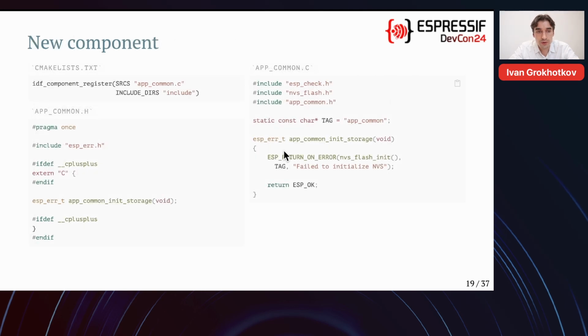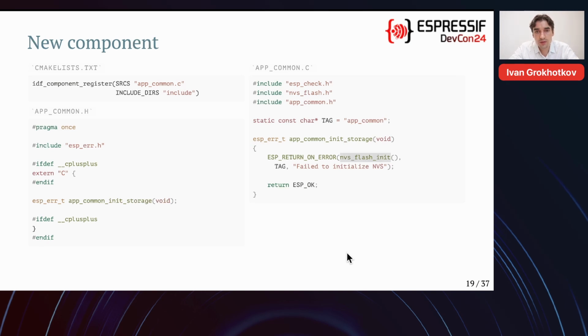What's inside the new component? So we have a CMakeLists file. Again, in this case, it only adds one source file and one include directory, so it's the same as we've seen before. I've added a sample piece of code both to the header file and the source file. It's just a simple function that initializes storage from the application perspective. And in practice, this function just calls the NVS flash library to initialize it.